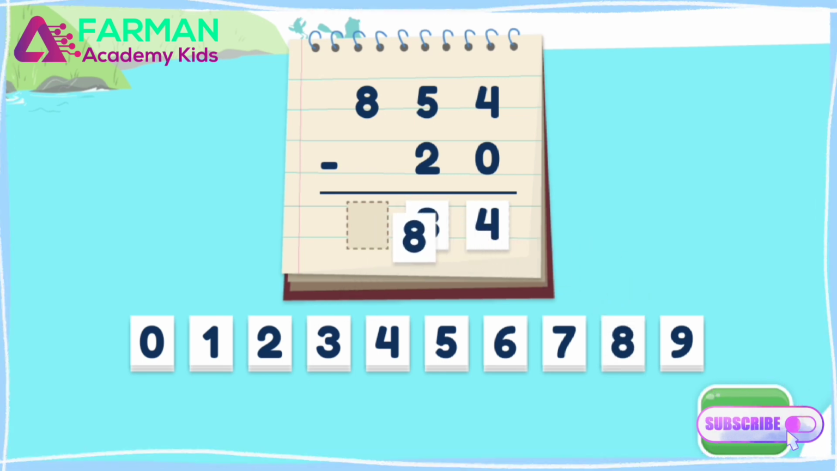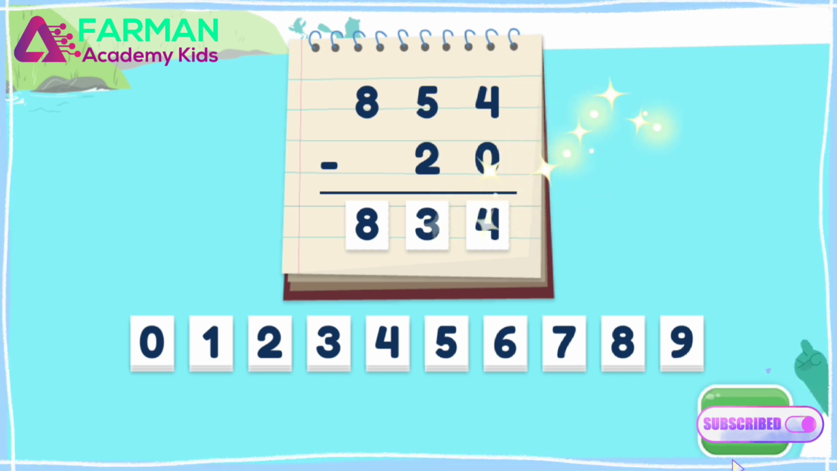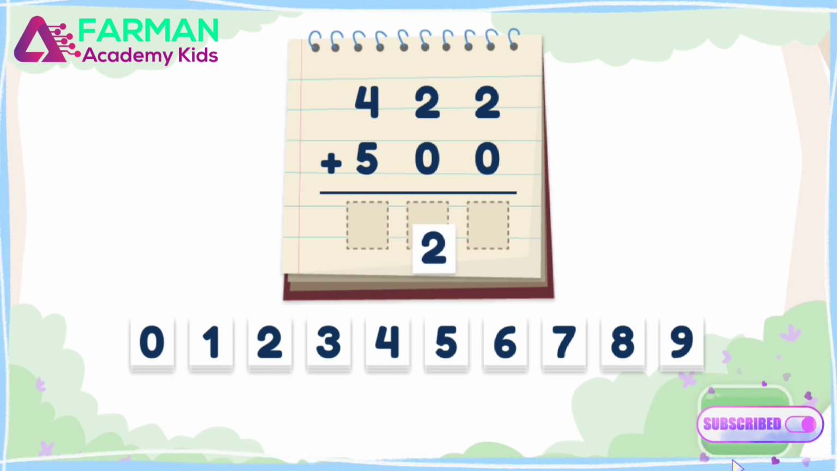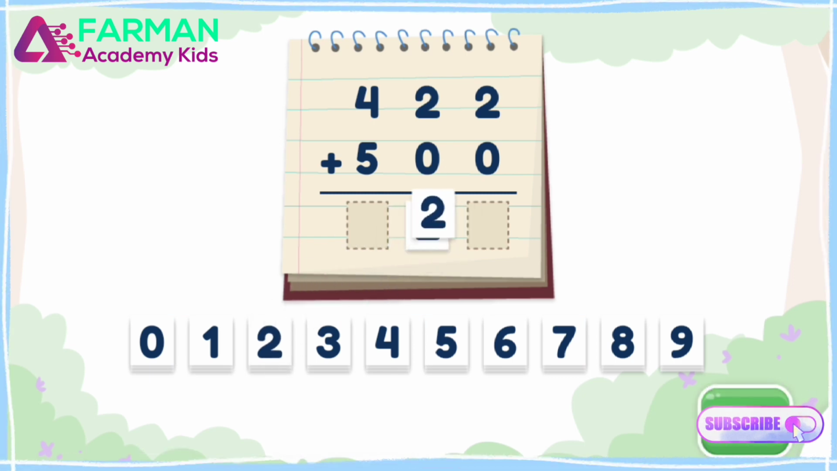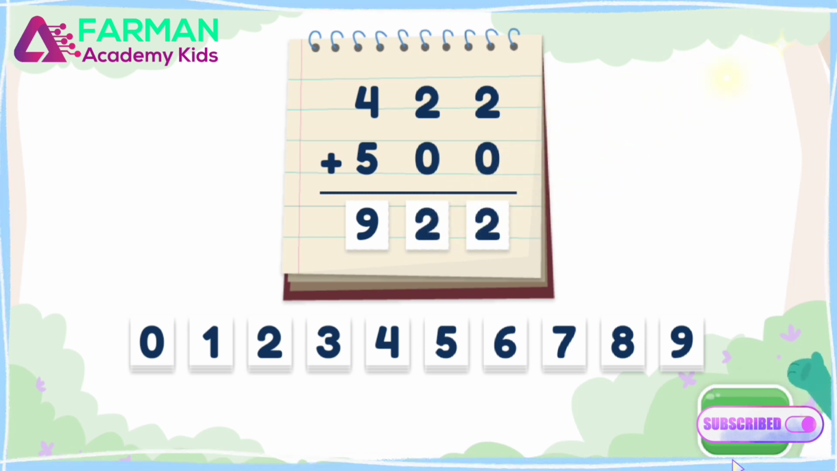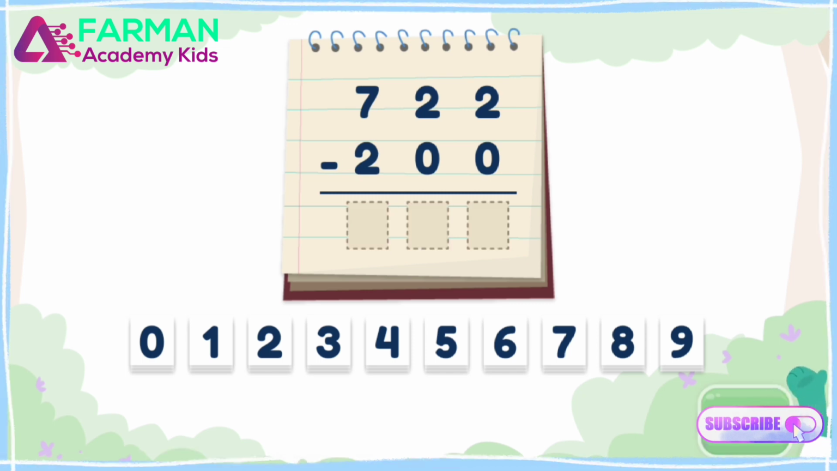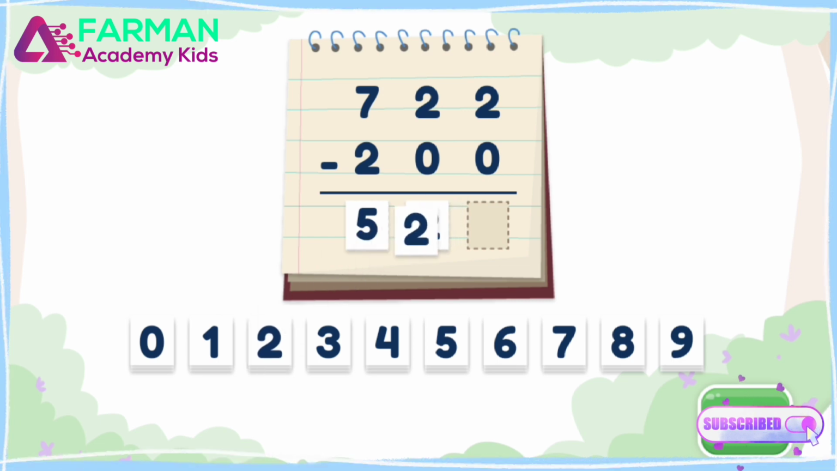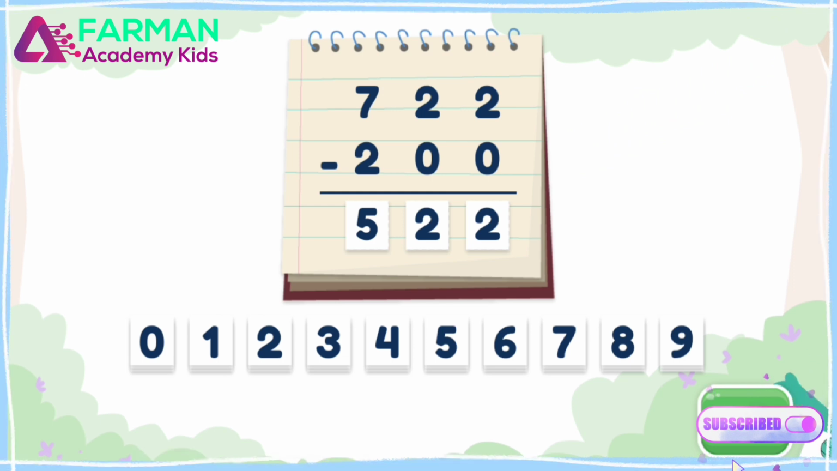Solve this equation by subtracting. You subtracted by taking away from the tens place. Solve this equation by adding the hundreds place. You added by adding just the hundreds place. Solve this equation by subtracting the hundreds place. You subtracted by taking away from the hundreds place.